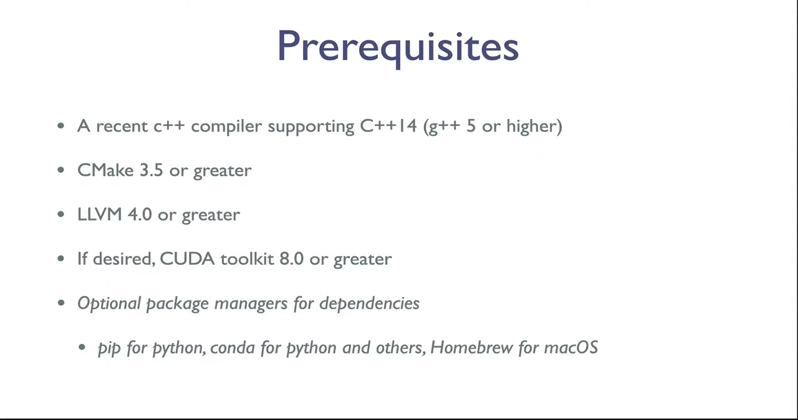There are a number of prerequisites that you need to be able to install TVM. A recent C++ compiler supporting C++14. This is offered by G++ 5 or higher. CMake 3.5 or greater for source installation, and LLVM 4.0 or greater. If desired, CUDA Toolkit 8.0 or greater, as well as optional package managers for dependencies, such as pip for Python, conda for Python and others, and Homebrew for macOS.